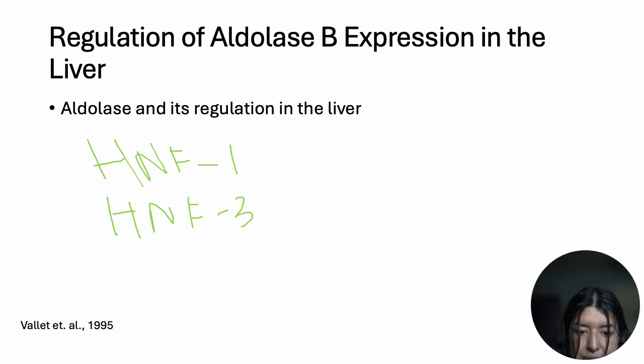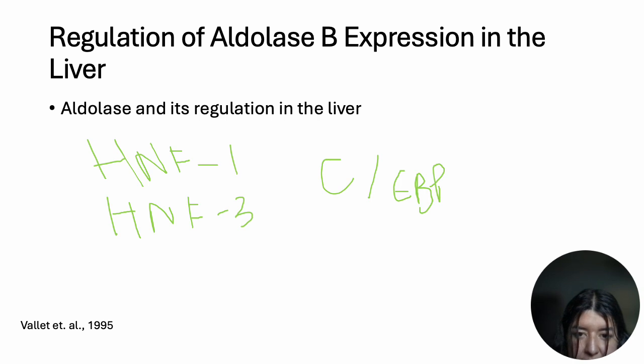There is also C/EBP, CCAAT enhancer binding protein, which plays a role in modulating aldolase B expression during fasting states when there is a high need for glucose. C/EBP reduces aldolase B levels and allows the liver to prioritize glucose metabolism over fructose utilization.